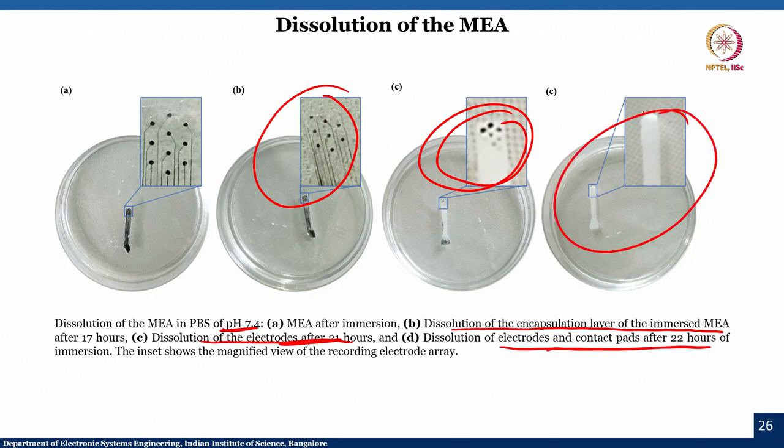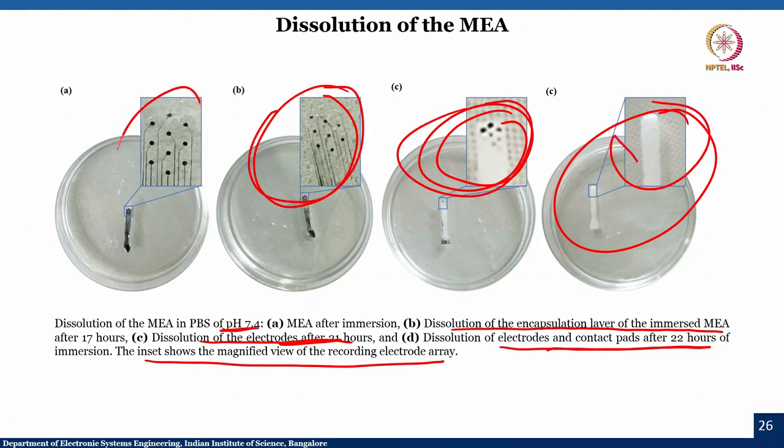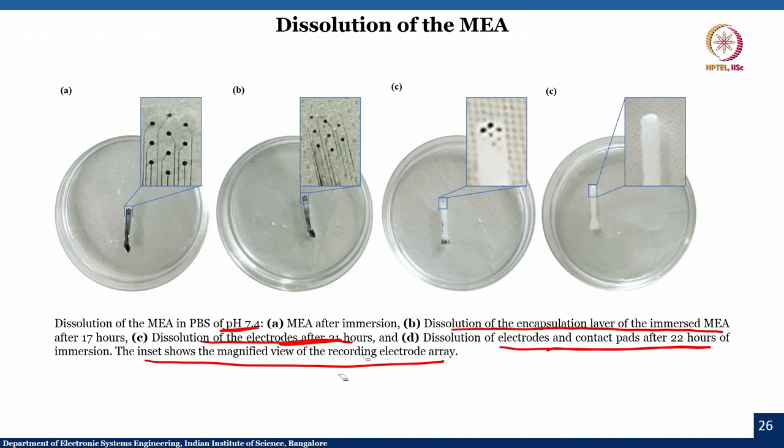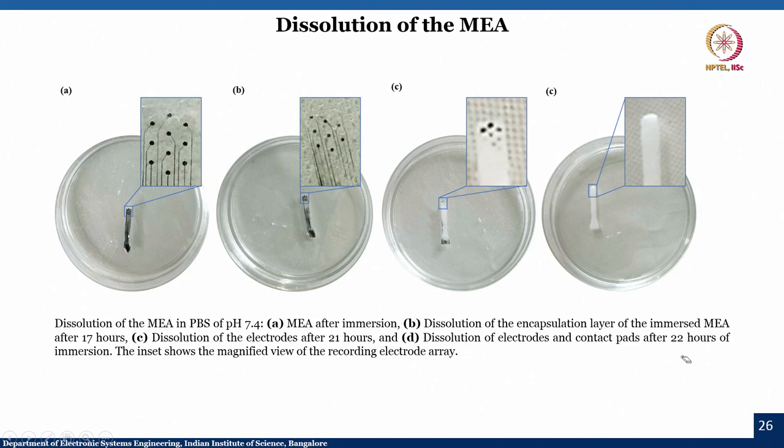Everything is dissolved, right? Here is the magnified view of the recording electrode array, from immersion to 17 to 22 hours, and you can see that the electrodes are gone. And if you keep this device for a longer time, it will be completely dissolved or absorbed. It is bioresorbable, so it will resorb in pH 7.4.